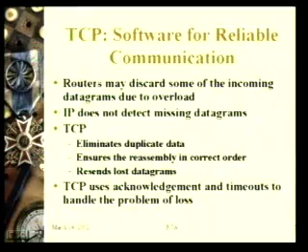reliable communications. Routers may discard some of the incoming datagrams due to overload, which is not known. IP does not detect missing datagrams. So this is the basic problem. TCP eliminates duplicate data, ensures that reassembly is in the correct order, and resends lost datagrams. TCP uses acknowledgements and timeouts to handle the problem of loss.